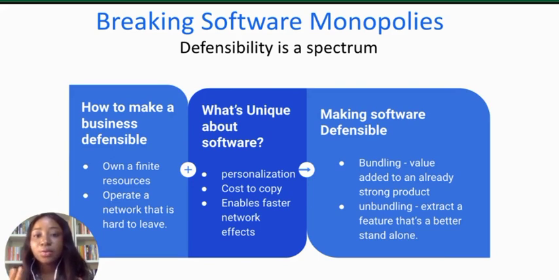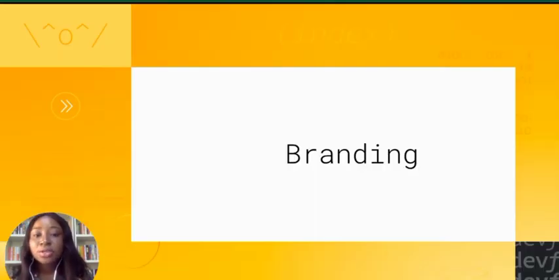And that is the good thing about breaking software monopolies. In order for you to break software monopolies, you have to ensure that you are operating in a network that is hard to leave, and you also have these two key things in mind, which are bundling and onboarding.